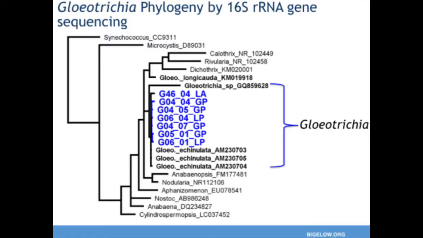This is going back to Great Pond and Long Pond. And then there's one sample from Lake Auburn here as well. And we confirmed that yes, these sequences that we were pulling out of our water samples did in fact match most closely with Gliotrichia from public DNA databases.